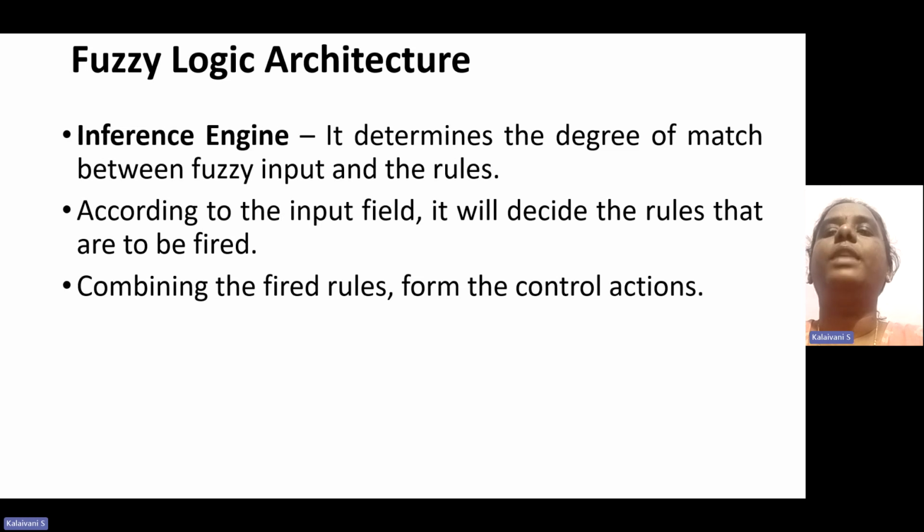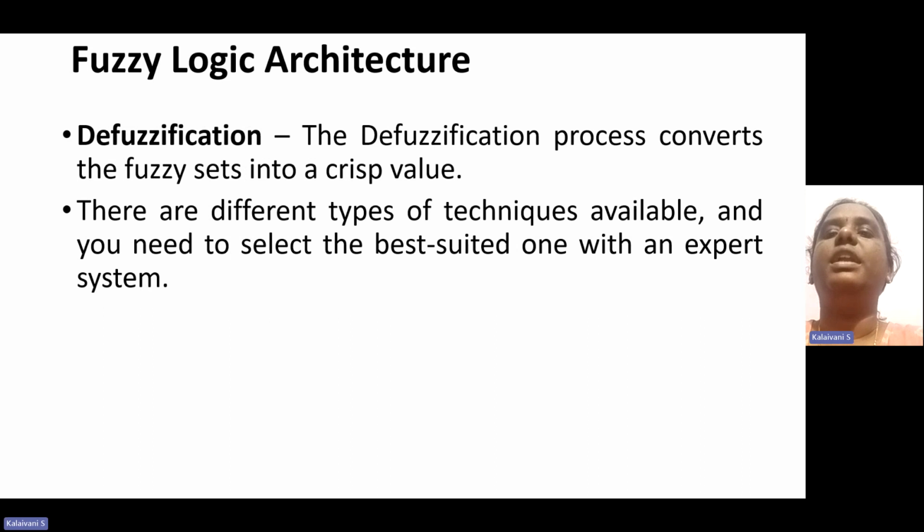It determines the degree of match between fuzzy input and the rules. The given rules will be applied and the inference engine will be performing inference, inferring the information and firing the output as the fuzzy data output. Then comes the defuzzification. The defuzzification process converts the fuzzy set into a crisp value, and the best suited one will be given as the output.